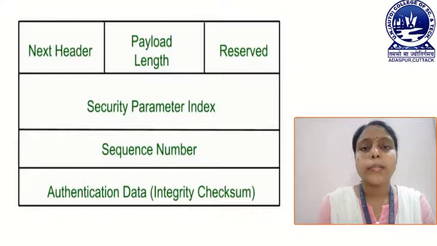Now, look at the packet format of the authentication header. Here the first field is next header, then the payload length, then reserved, and next is the security parameter index. Then the sequence number, and the last one is the authentication data, that is the integrity checksum. Now I will discuss all these fields one by one.